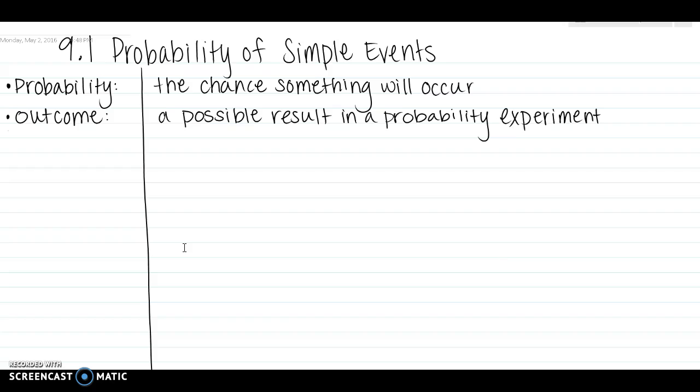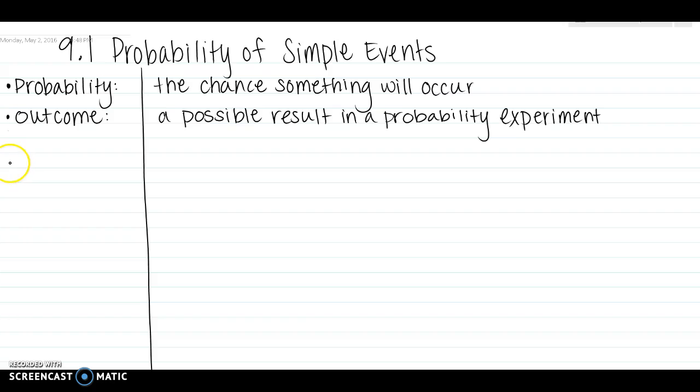And part of probability, we have outcomes. Outcomes are a possible result in a probability experiment. So going back to that lottery example, the two outcomes would be either that you win the lottery or that you lose the lottery. If you're thinking about weather, an outcome could be that it rains or that it doesn't rain. So that's kind of the two key terms that we're going to be focusing on in this lesson.